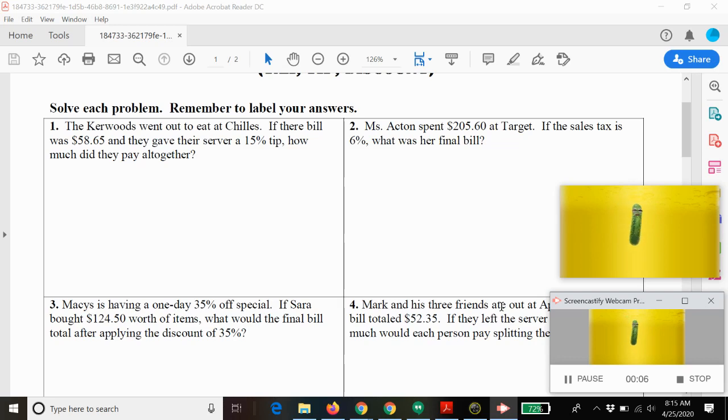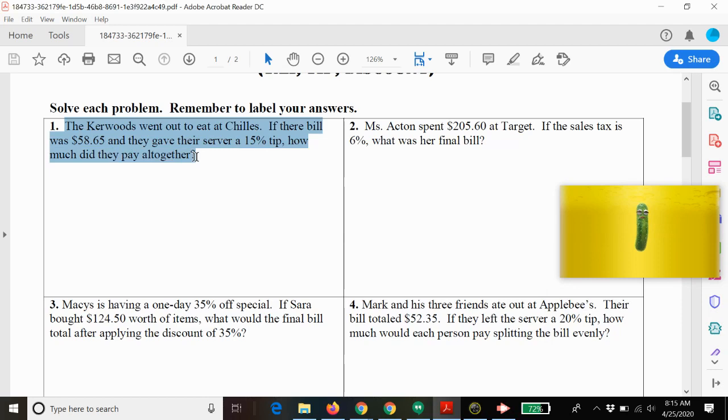Okay, yesterday we talked about, in the last video, this problem right here: the Kerwoods going to Chili's and paying a tip. We did that in 2 steps. Today, in this video, I'm going to show you how to do that in 1 step, the shortcut.